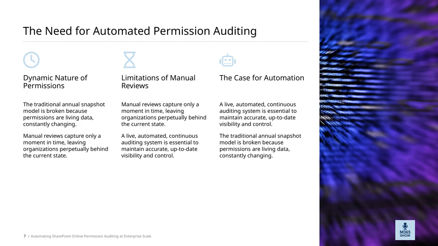Manual reviews only give us a snapshot at a single moment in time, which means organizations are always playing catch-up, always behind the current state of permissions. That's where automation comes into play. An automated system continuously monitors and audits permissions, providing real-time insights. This way, organizations can stay ahead of changes, ensure compliance, and maintain better security overall. It's a fundamental shift from static, periodic checks to a proactive, ongoing process that keeps permissions transparent and controlled at all times.